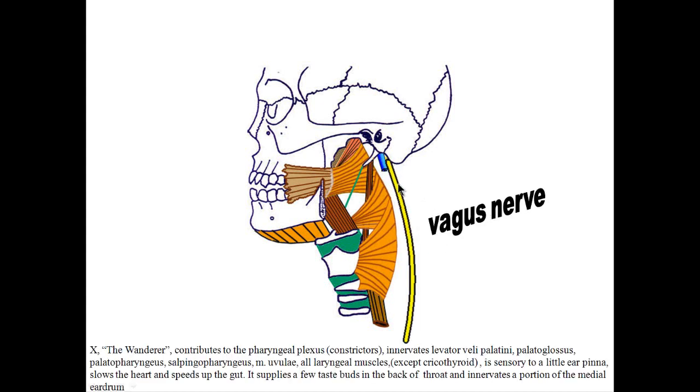Here's 10, the vagus nerve, the wanderer. A very big, large, huge nerve that not only innervates structures in the neck, but goes down to innervate the heart and parts of the GI system. So it slows down the heart and it speeds up digestion, the vagus nerve.